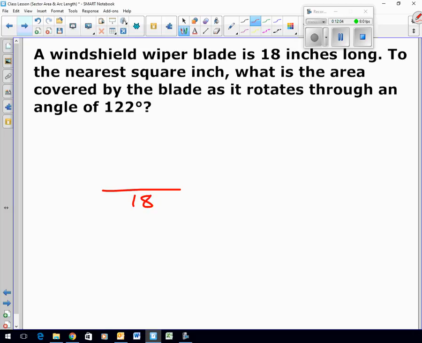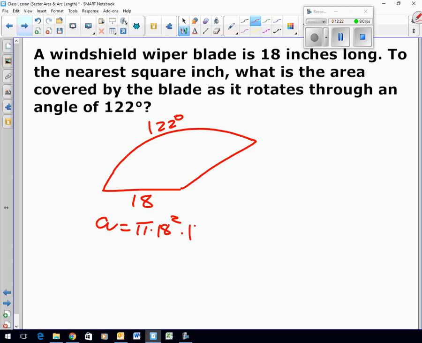As it rotates, the angle is how much? 122. Coach, look at this drawing. Spot on, Charlie. It's pretty awesome, right? How do I calculate that area? Now you know. The area would equal pi times 18 squared times 122. If it went a full rotation, that'd be 360 degrees.